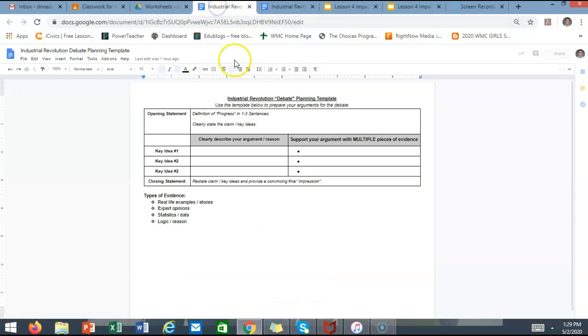The second thing is this template. This is just a reminder of what the different types of evidence are. You're looking to use a minimum of 2, preferably 3, and possibly even 4 of those different types if possible.